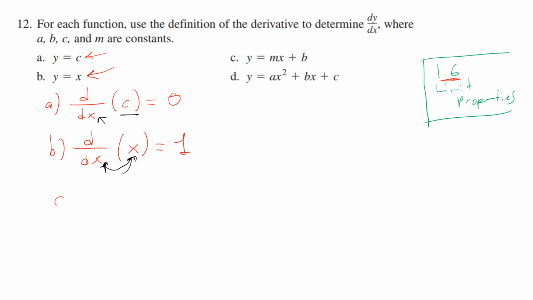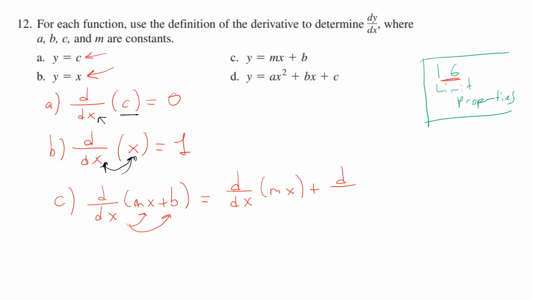So for part C, I have d over dx of mx plus b. Again, limit properties let me distribute the limit to each one of these. So I'm going to do d over dx of mx plus d over dx of b. The easiest part is I already know this is just going to be 0 because b is a constant and I don't have the term x. For this one, again, think of x as being cancelled. If I replace x, all I'm going to end up with is m.